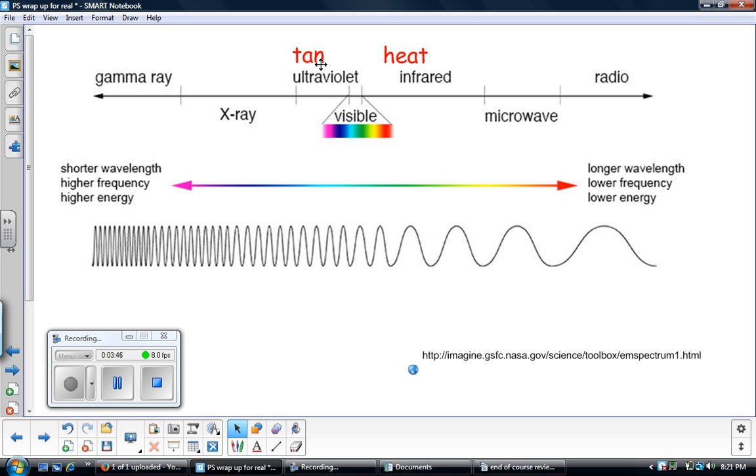So we have kind of short wavelength waves, which we call ultraviolet. Then we have purple, which is a little bit longer, going all the way through red, which is longer still. And then we have infrared waves, which are even longer. Microwaves are longer still, and radio waves are even longer.